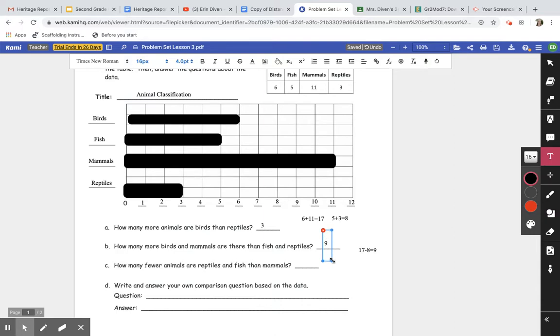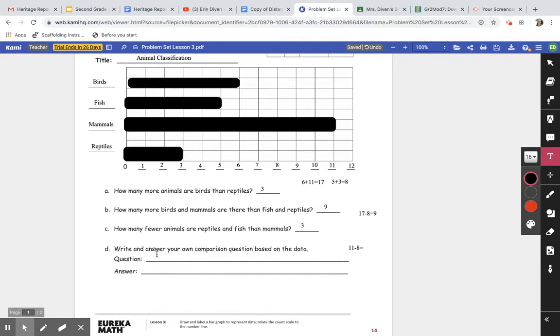Okay. Letter C, it says, how many fewer animals are reptiles and fish than mammals? So reptiles and fish, we would add those together first. Reptiles are 3 plus fish is 5, so that's going to be 8. And it's saying how many fewer than mammals? So we're going to say 11 minus 8, and then we'll put our answer in there as 3.